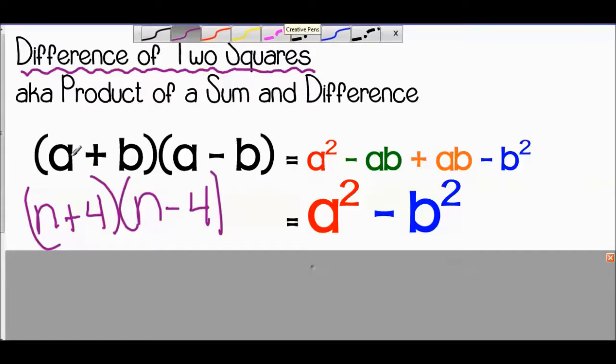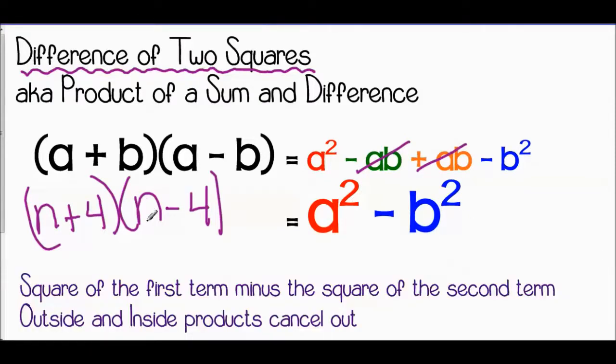So I would square the first term if I were to FOIL this out, which would be a squared. The outside terms would be a times negative b, which is negative ab. Then I have the inside terms, positive b and positive a, which is positive ab. And then I have the last terms, positive b times negative b, which would be negative b squared. Negative ab and positive ab cancel out. So what you're left with is a squared minus b squared. In words, you are squaring the first term minus the square of the second term.